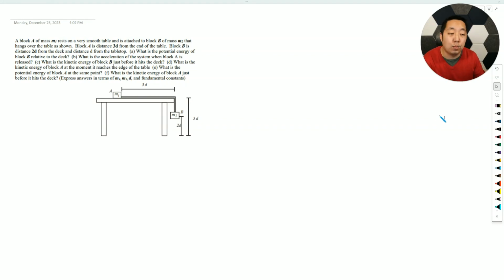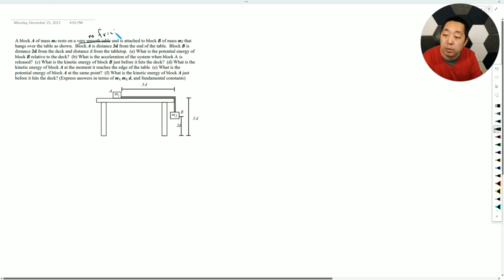All right, so let's take a look at this problem here. We have a block A of mass m1 on a very smooth table. Very smooth means there's no friction. That's the way you want to interpret that.